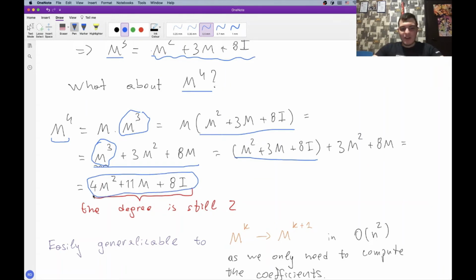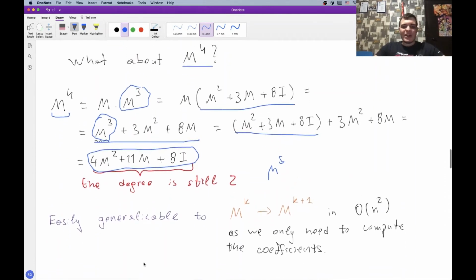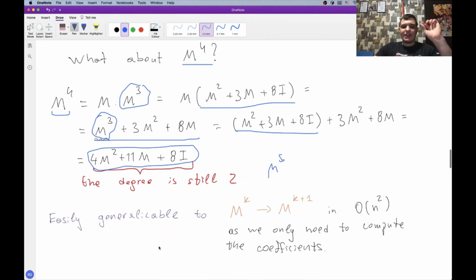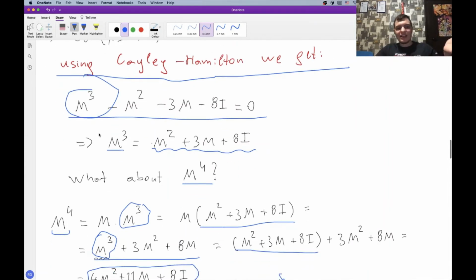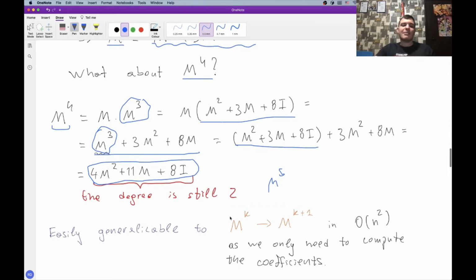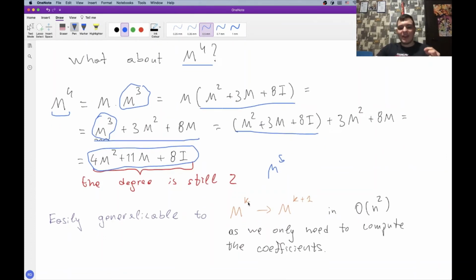But the thing you can notice is that it's again of degree 2. And you can see that we can just continue this procedure. We can compute m5, and it will be again of degree 2, and so on and so on. So we can easily generalize this: if we have used the Cayley-Hamilton theorem and we have found the representation for m cube in our example, then we can easily find the representation for everything above that. So we can easily go from mk to mk plus 1 in O(n) squared time.